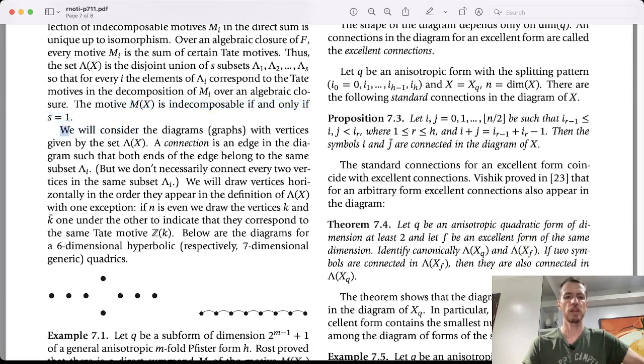We'll consider the diagrams, graphs, with vertices given by the set big lambda of X. A connection is an edge in the diagram such that both ends of the edge belong to the same subset big lambda I, but we don't necessarily connect every two vertices in the same subset big lambda I.